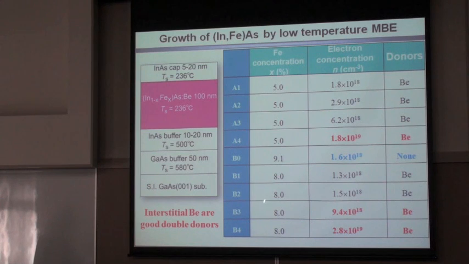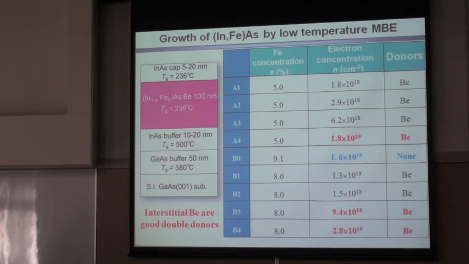So this is the sample list. Series A1 to A4, we fixed the iron concentration at 5%. And by changing the beryllium concentration, we changed the electron concentration from 1.8 times 10 to the 18th to 1.8 times 10 to the 19th.